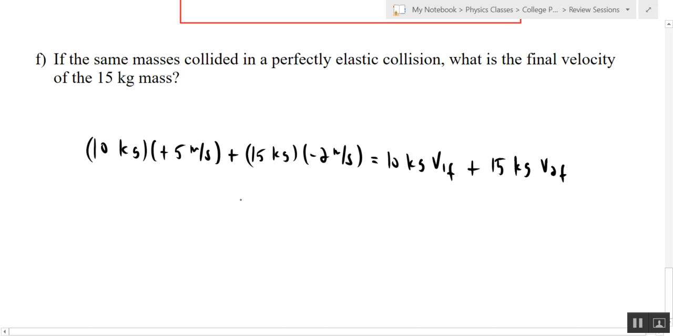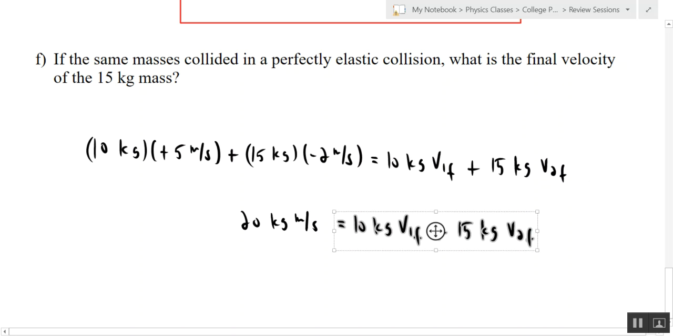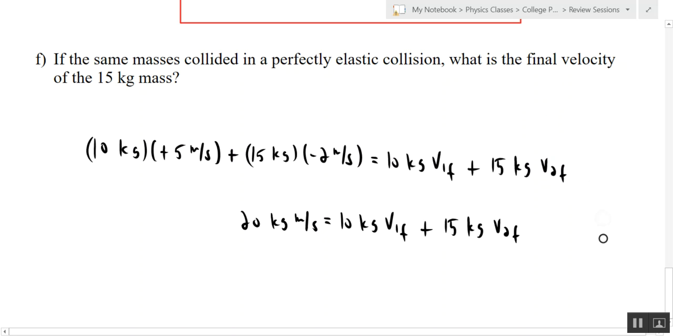Now you can simplify this like we did last time. 20 kilogram meters per second is equal to this thing, right? So this is the simplified equation for momentum. But the problem is you don't know v1f and v2f, right? Essentially, we're trying to find v2f, but you can't find v2f unless you know v1f.